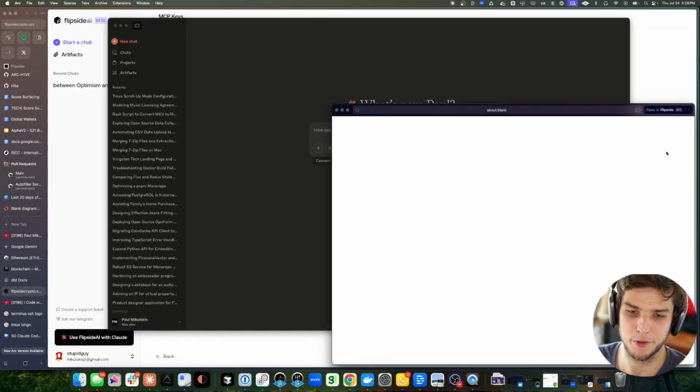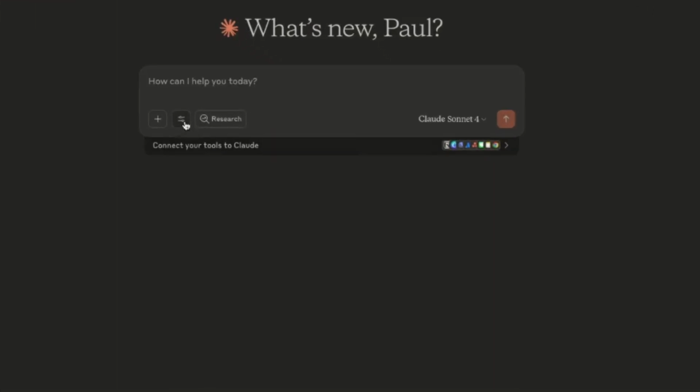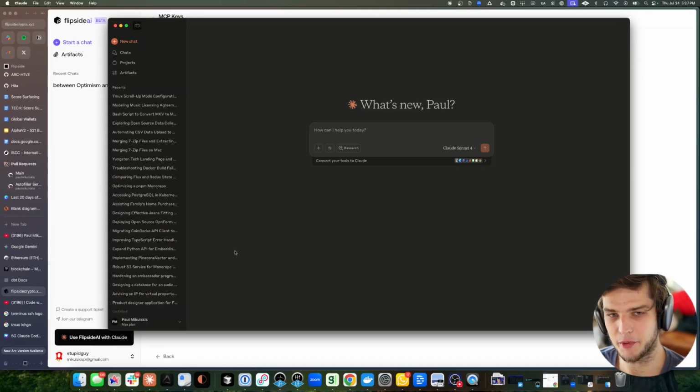It's going to put you through a little auth flow. I'm already logged in online in Arc, so it authenticated me. And so now if we go into our tools, we see that Flipside is connected and we have 18 tools. So this is just a glimpse of some of what's behind the curtain and what's going on that's accessible here directly in Claude. Let's hit it with a query.